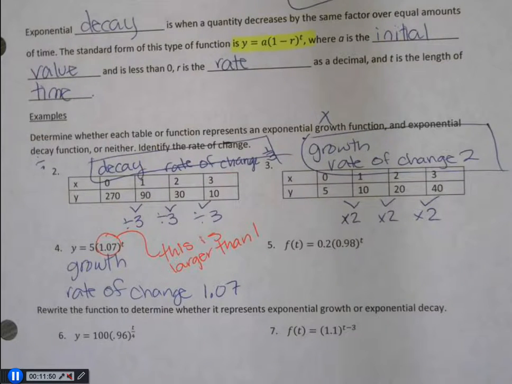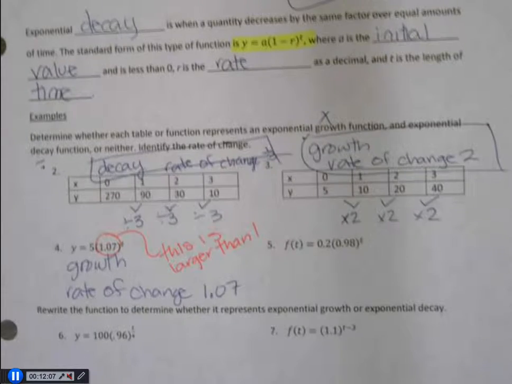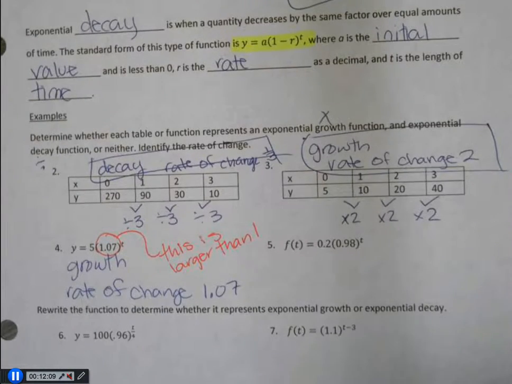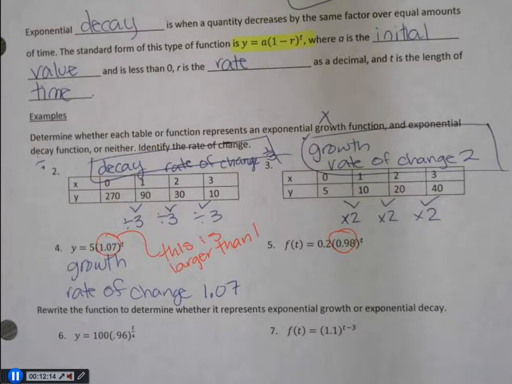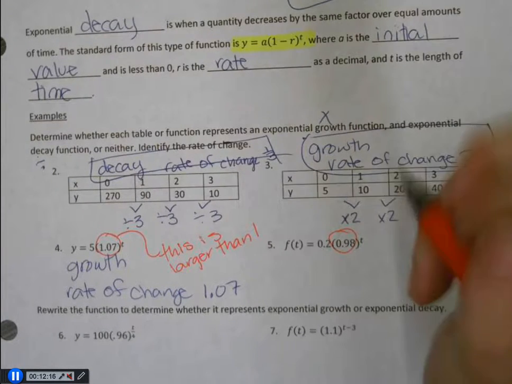No, it's growth because the number inside the parentheses is larger than 1. So like if I take a look at number 5, this number inside the parentheses, 0.98, that's smaller than 1. So it's going to be decay.